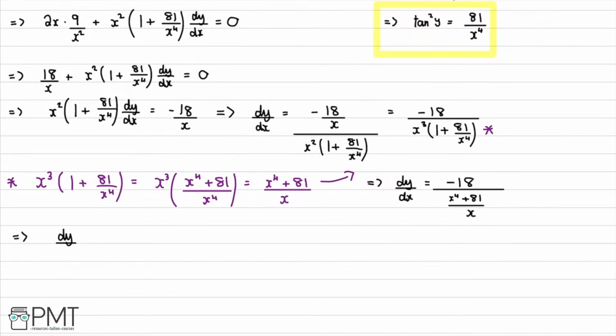We're going to have that dy by dx is going to be equal to negative 18 multiplied by x, and then we're going to divide by x to the power of 4 plus 81. And therefore, we've completed the question, as this was what the question asked us to find. We're writing as required, as this is what the question asked us for.